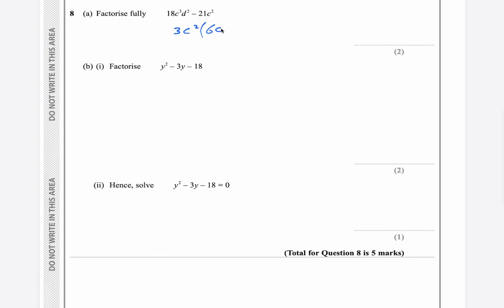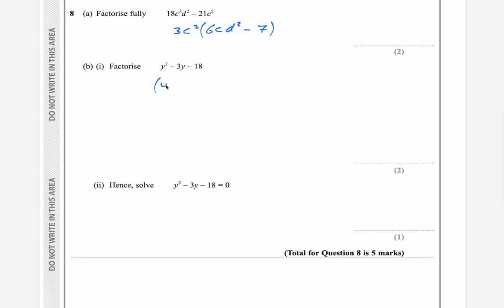I need another c, because c squared times c gives me c cubed. And I need a d squared, because I need to get this d squared here. So this times this will give me 18 c cubed d squared. And then similarly here, I need 7, because 3 times 7 is 21, and it has to be minus. And I don't need any letter, because I already have c squared. So that's it.